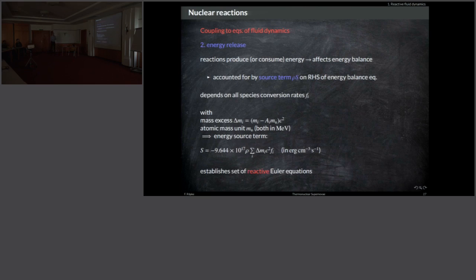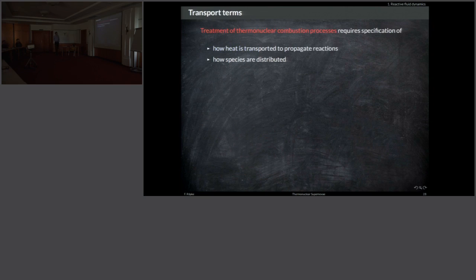So this can be then added to the energy equation, and with that addition, with mass conservation, species balance, momentum balance, and energy balance, including the source term due to nuclear reactions, we then establish the set of reactive Euler equations. So this then describes the hydrodynamics of a reactive flow. Now, in addition to that, of course, the treatment of thermonuclear combustion processes would also require the specification of how heat is transported to propagate the reactions and how species are distributed. So therefore, in addition to the reactive Euler equations, we have to also include transport terms to the system.